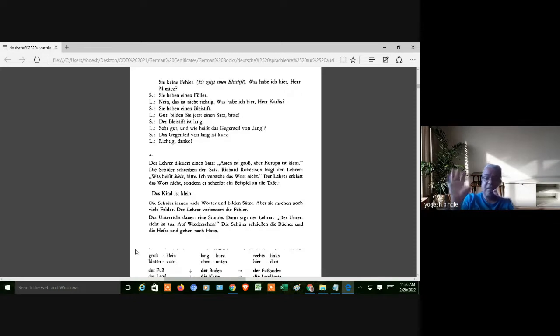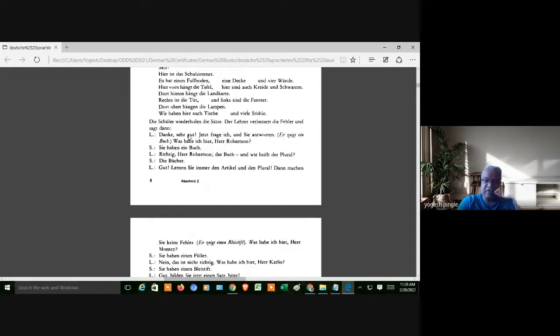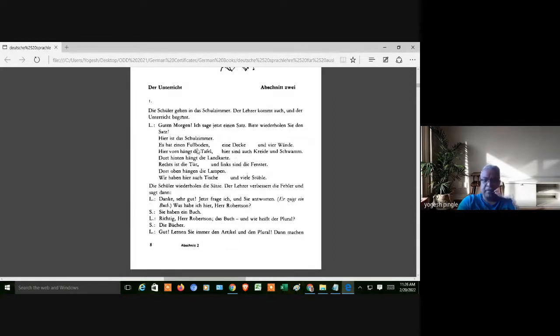Die Schüler schließen die Bücher, die Hefte und gehen nach Hause. Right? The students close their books and the notebooks and go home. You can look at this. Many nouns are there. Right? Fußboden, Decke, Wand, Tafel, Kreide, Schwamm, Landkarte. So many. Tür, Fenster, Lampe, Tisch, Stuhl, Satz, Fehler.